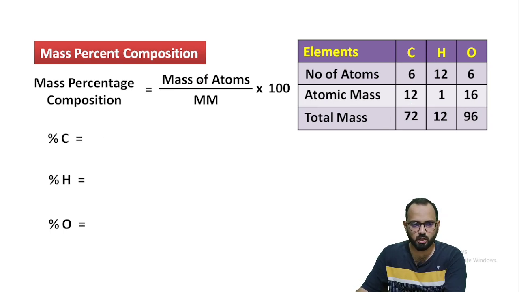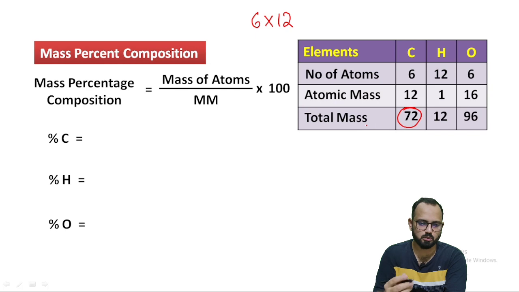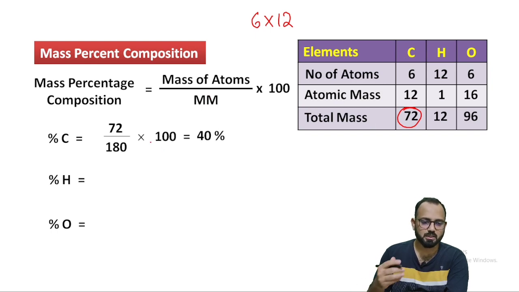How? First we have to find the mass of atoms. Just look at that. For carbon, how many carbons do we have? 6 carbons. So the mass of atoms is 6 into 12, which we already found, 72. So I am substituting that directly: 72 by the molecular mass of the compound, glucose, 180, into 100. So the mass percentage of carbon is 40 percent.